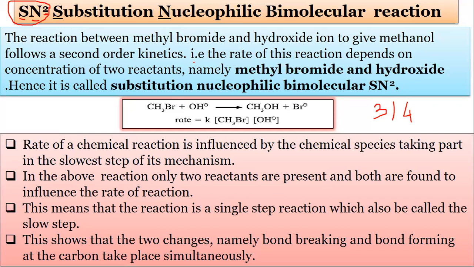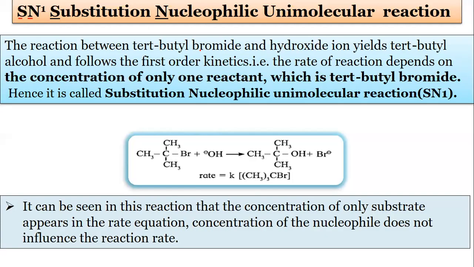We have to remember one thing: in case of an SN2 reaction, a primary alkyl halide is used, and in case of an SN1 reaction, tertiary alkyl halides are used here. See this, the alkyl halide is tertiary.